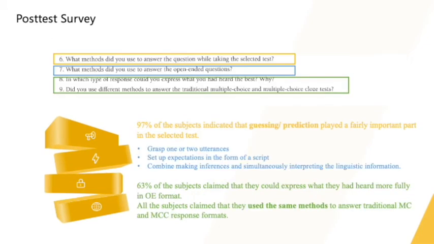The next 4 questions are about the methods or strategies students applied to different tests. 97% of students indicated that guessing played a fairly important part in the selected response category. They said that the correct answer they chose did not necessarily mean full comprehension of the spoken stimuli. While taking the multiple choice and multiple choice closed tests, they claimed that if time permitted, they quickly read through the choices and predicted what they would hear next before listening to the dialogue. After listening, they analyzed the choices given, eliminated the incorrect ones, and then chose the one left.